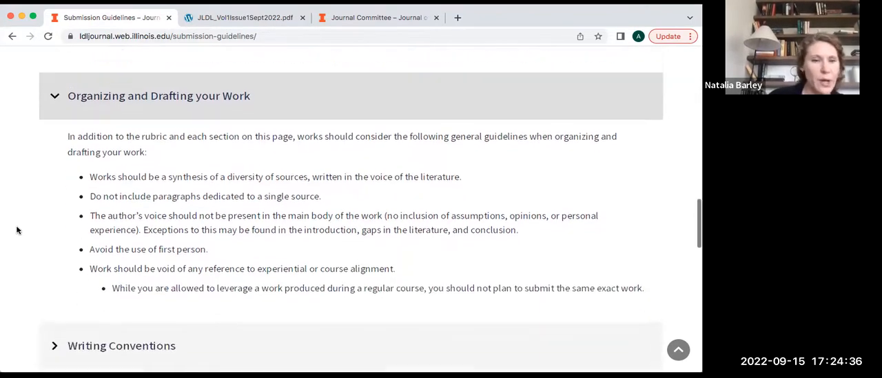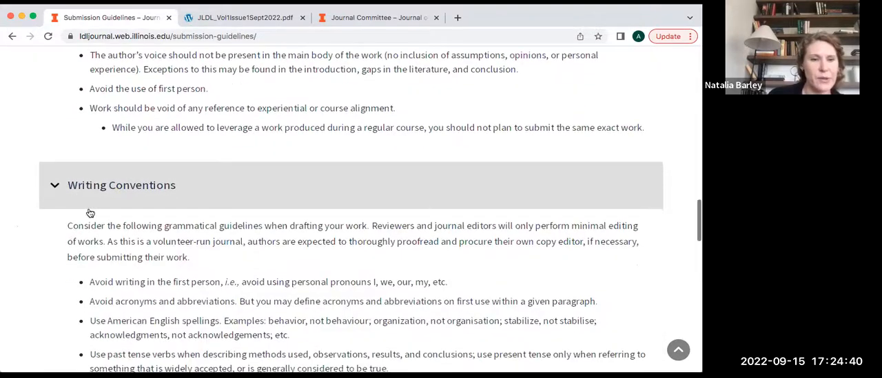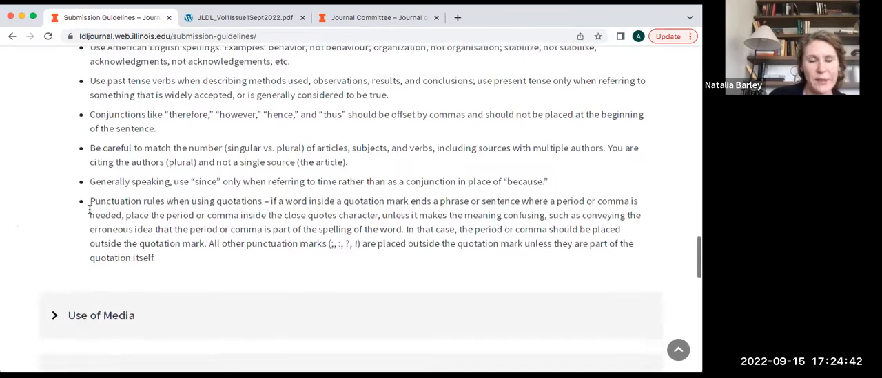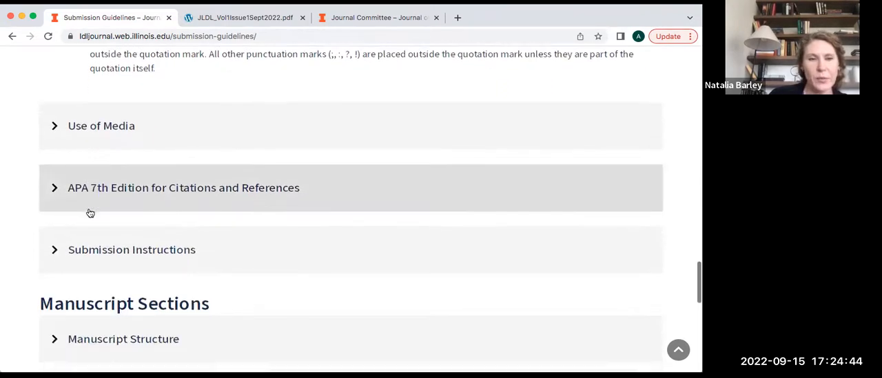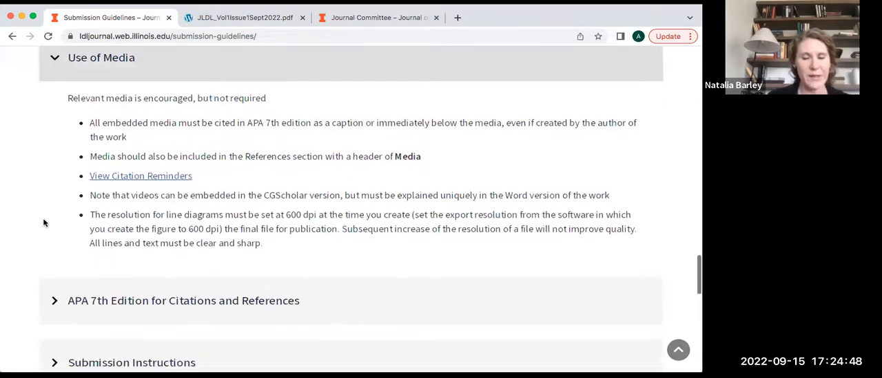Organizing and drafting work, I'm not going to go into this. It's quite a bit of detail. It talks about writing conventions, use of media. So a lot of detail is provided here. So please use these guidelines. This essentially summarizes what I wanted to say.